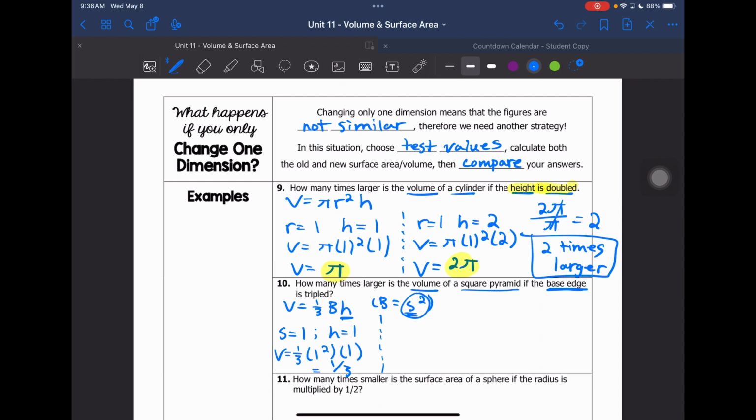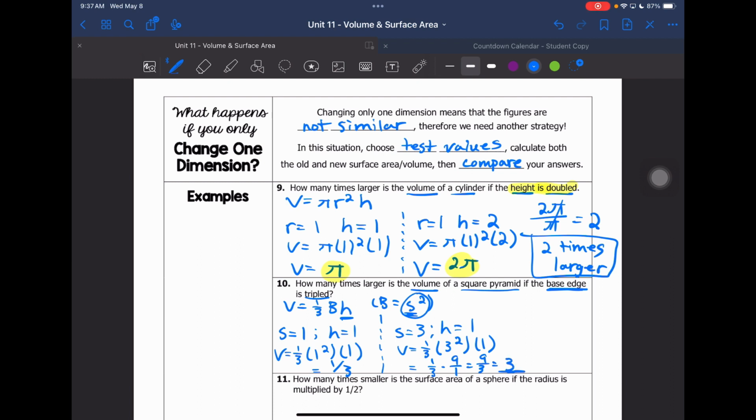And then what happens if we triple the base edge? So now our S is going to be 3, and our height is still going to be 1. So the new volume would be 1/3 times 3 squared times 1. So if you take 1/3 times 9, 1/3 times 9 over 1, 1 times 9 is 9 over 3. 9 divided by 3 is 3.